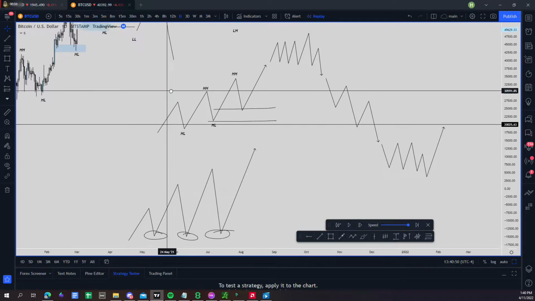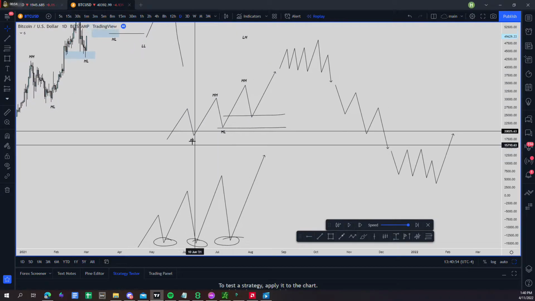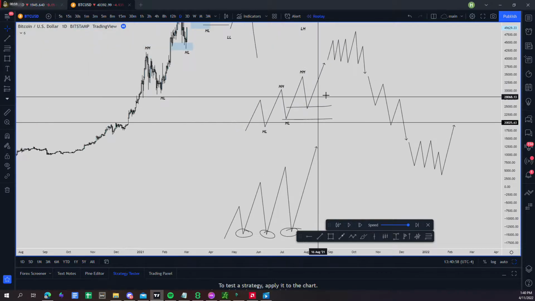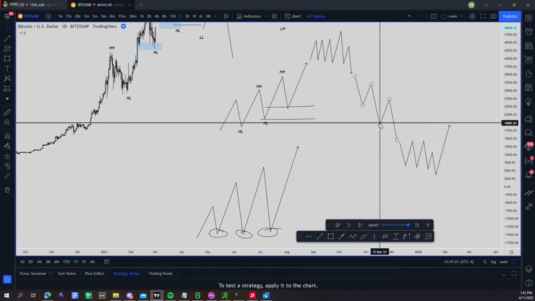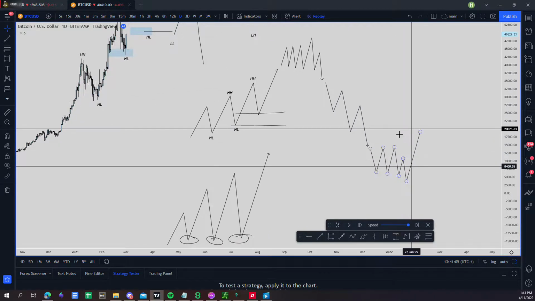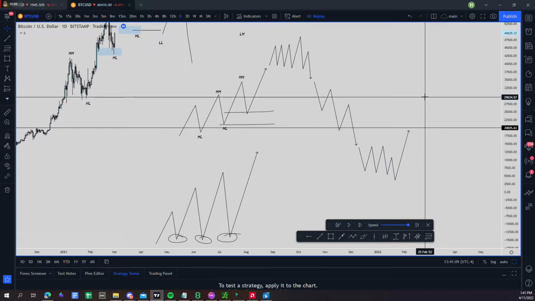In the last video, we talked about basic market structure. In an uptrend, you have higher lows and higher highs being formed. In a downtrend, you have lower highs and lower lows being formed. And then you have accumulation and distribution, and those are the four stages of the market.